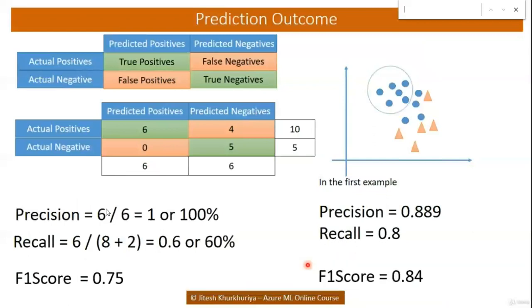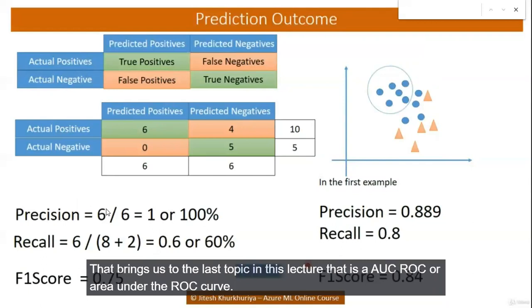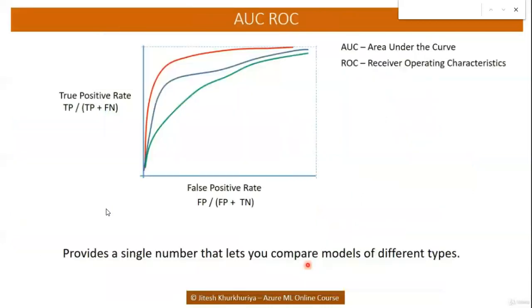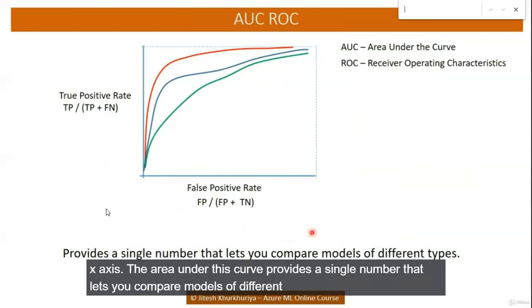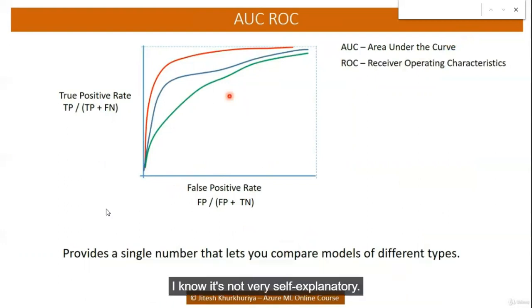All right. That brings us to the last topic in this lecture, that is AUC ROC, or area under the ROC curve. Well, it's nothing but plotting the true positive rates on the y-axis and false positive rates on the x-axis. The area under this curve provides a single number that lets you compare models of different types. I know it's not very self-explanatory, so let's understand it again with an example.